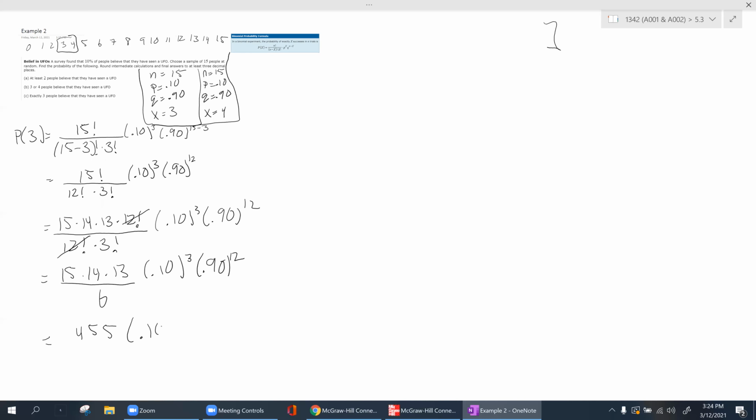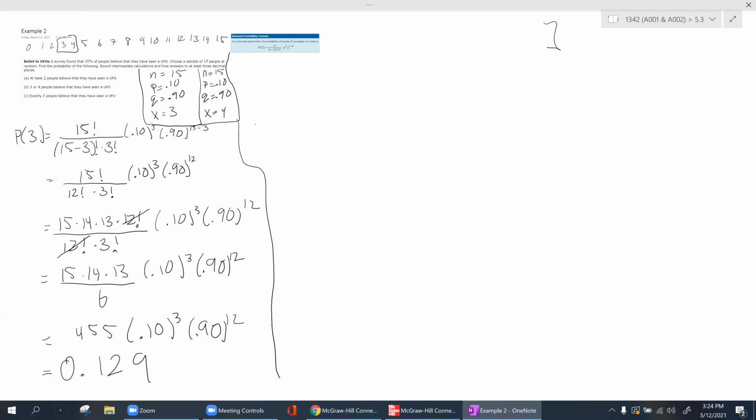And I'm going to go ahead and multiply that 455 times 0.10 to the third power, and then multiply that times 0.90 to the 12th power. Right, and this here ends up giving me 0.129, right? This is what I get for that one.